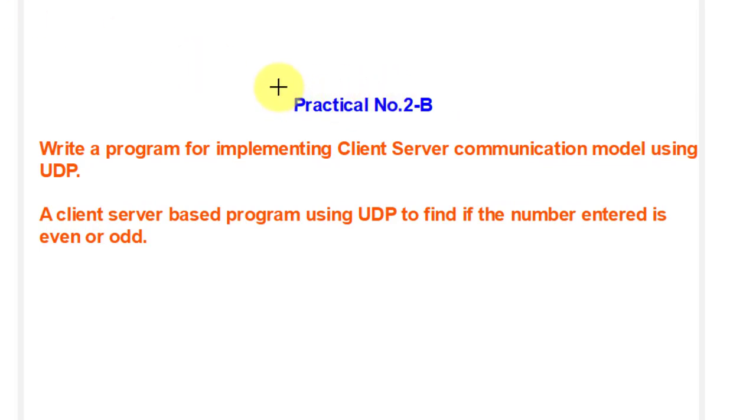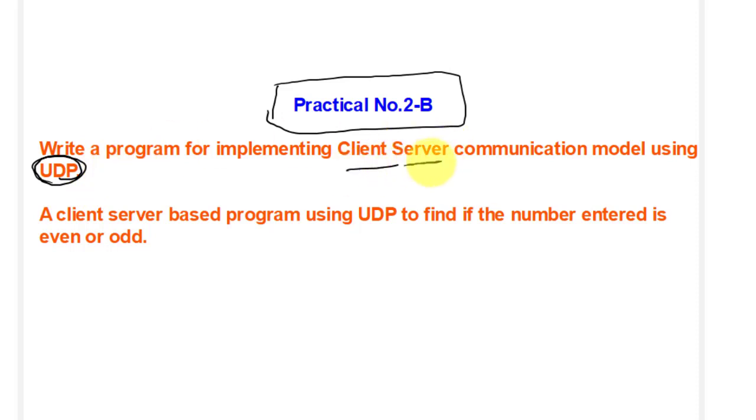In this session we will see practical number 2B, which is again based on UDP. So we first have to know about the User Datagram Protocol. It is a connectionless protocol, which means there is no need to establish a connection between client and server. In this practical, a client-server based program, we have to create a client and a server program using UDP, the User Datagram Protocol, and find if the number entered is even or odd.